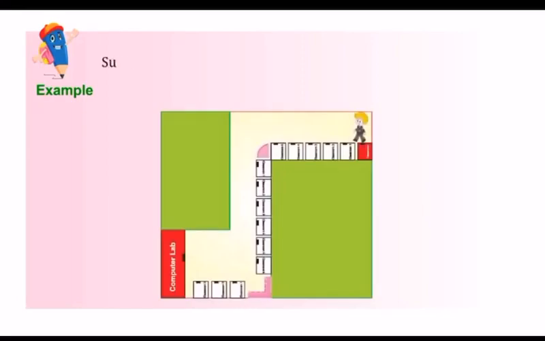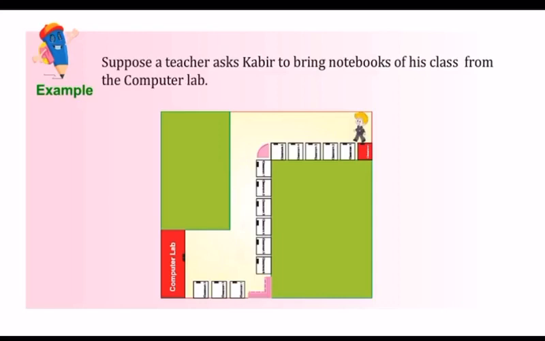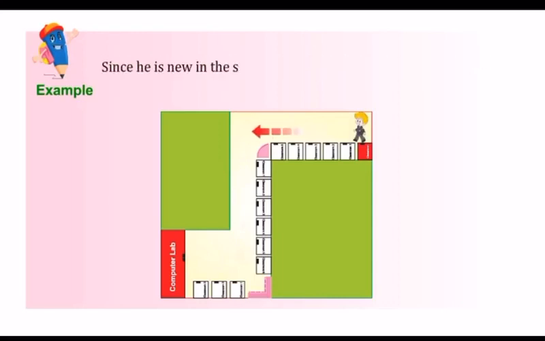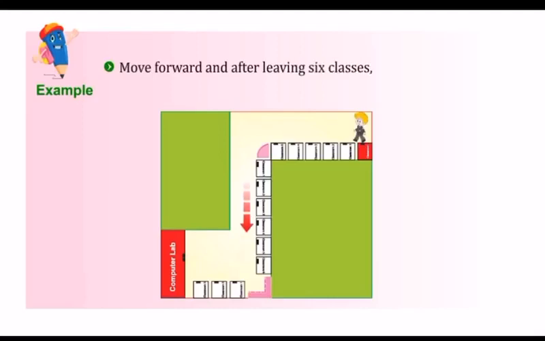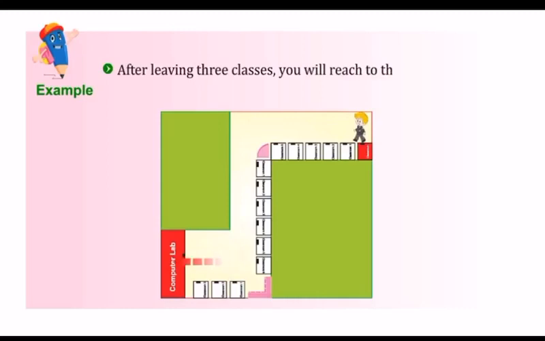Okay, students, let's learn it with an example. Suppose a teacher asks Kabir to bring notebooks of his class from the computer lab. Since he is new in the school, she guides him the way to reach the computer lab. She gives instructions to Kabir in the following manner. Move left from the class and go straight. After leaving 5 classes, take a right turn. Move forward, and after leaving 6 classes, take left turn. After leaving 3 classes, you will reach the computer lab.